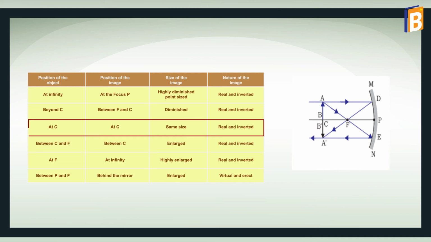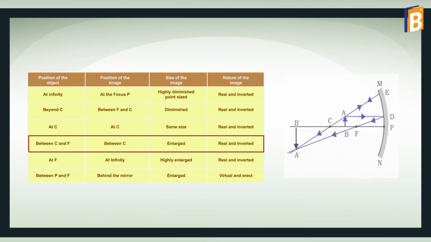Now if the object is at the center of curvature, then the image is also created at the center of curvature. The size of the image will be the same, and it is real and inverted. Now if the object is between the center of curvature and focus, then the image will be created beyond C and the size of the image will be enlarged, and it is real and inverted.